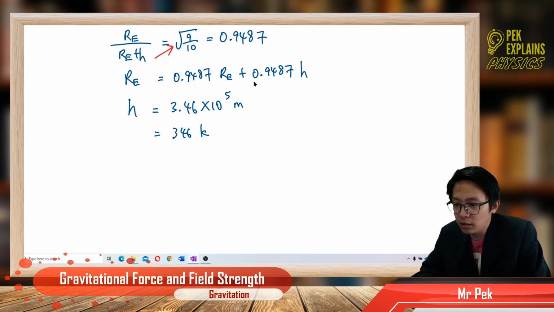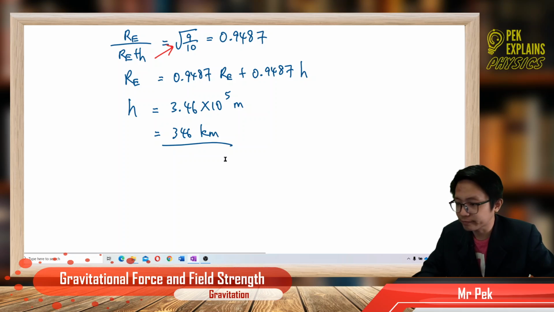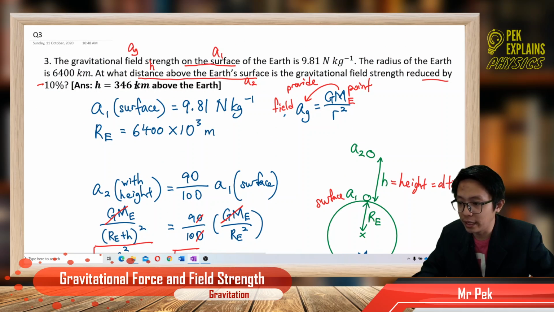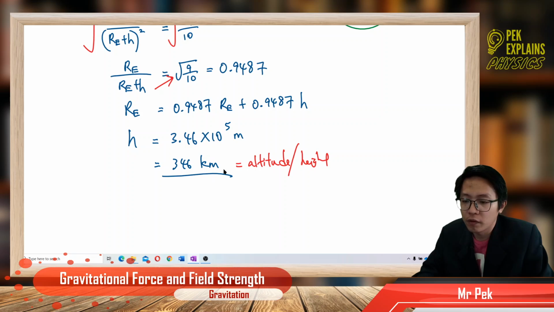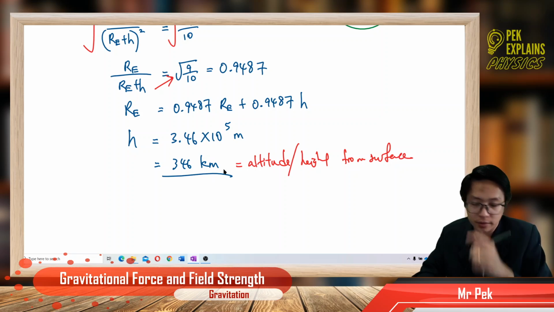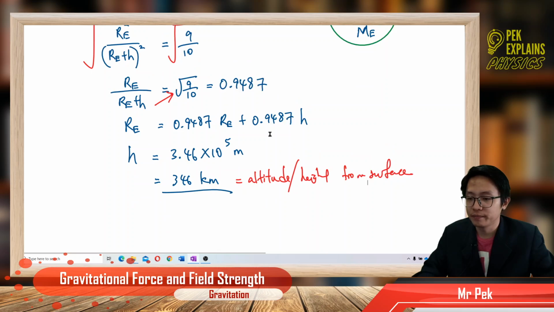which is also 346 kilometer away from the Earth's surface. Yeah, 346 kilometer above the Earth. This is the altitude or height from the surface of Earth. So that's the answer.